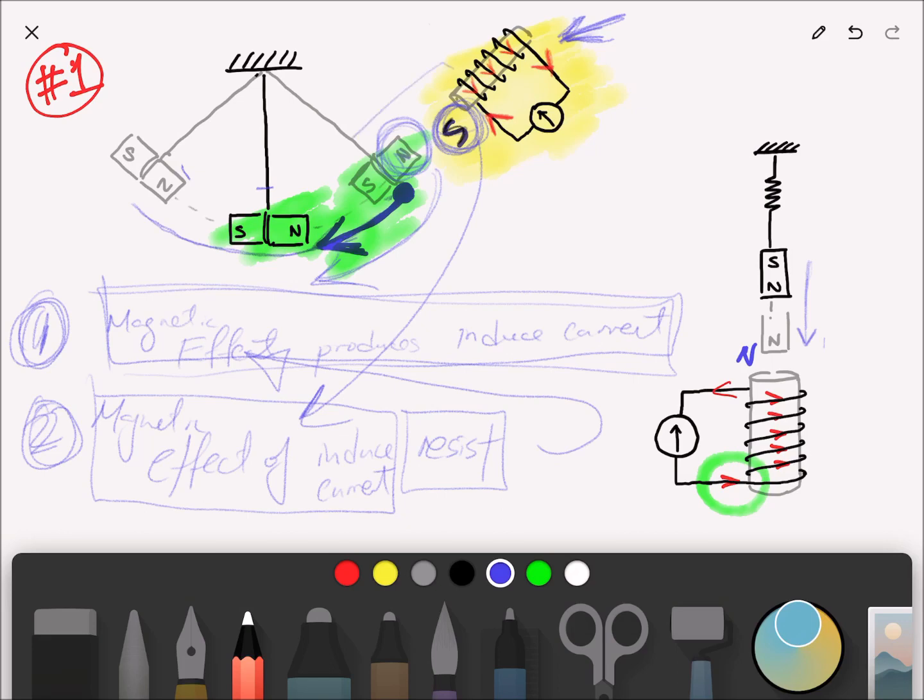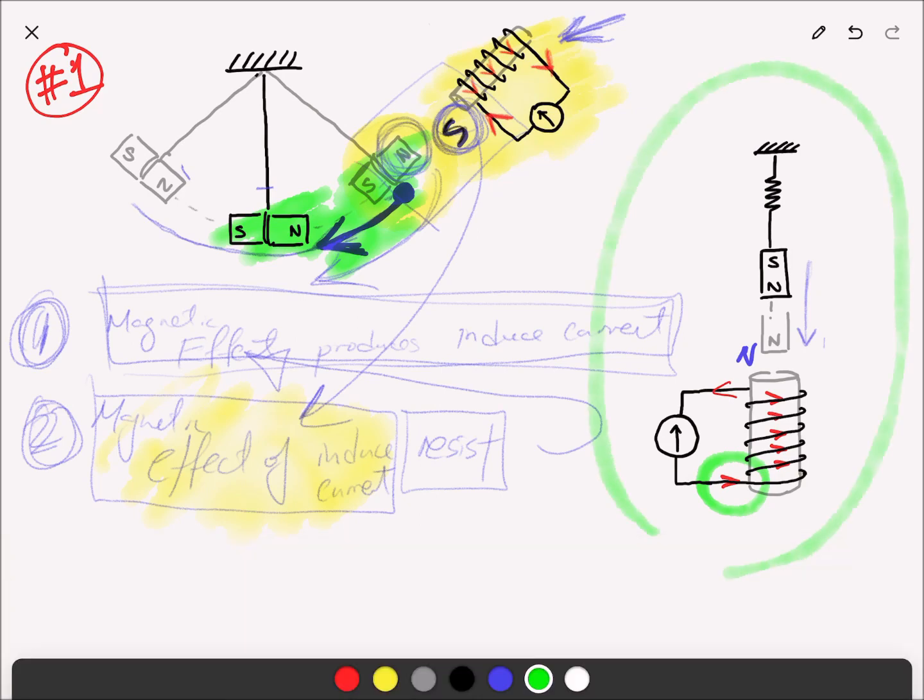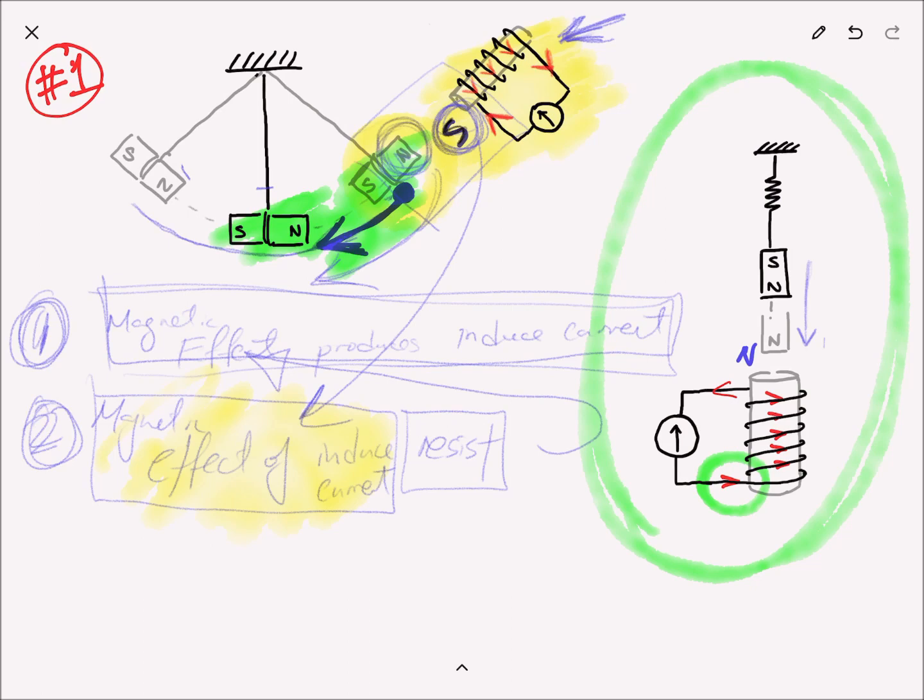What I'm showing you here is an example whereby the magnetic effect of the induced current is trying to attract back this north pole that is going away. If now I point you to example number 2, this is another case, because down here I would have a north pole approaching the solenoid.